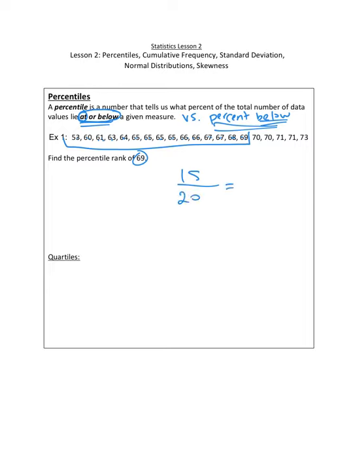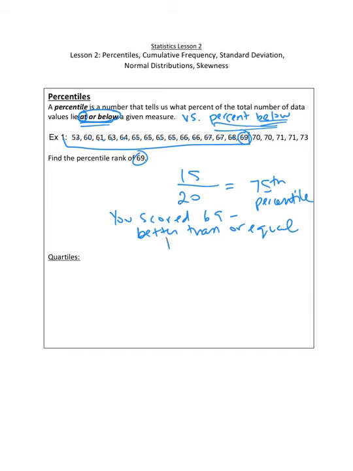And so you would convert that to a percent. That would be 75%. So that's the 75th percentile. We don't actually put the percent symbol, which I'm about to erase. We write 75th percentile. So that means that if you got a 69 on this test, you scored better than or equal to 75% of the people who took the exam.